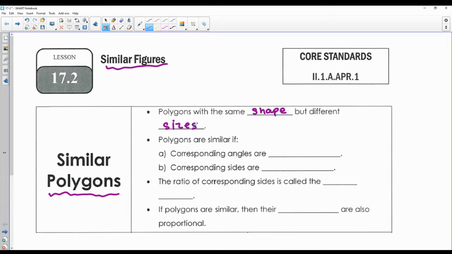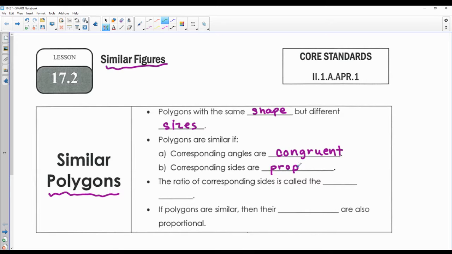Polygons with the same shape, so they've got the same shape but different sizes, are what we call similar polygons. So we just kind of enlarged them or shrunk them a little bit, but they've got the same shape. We can tell that polygons are similar if the corresponding angles are congruent. So the corresponding angles still have to be the exact same measure. However, the corresponding sides are not going to be congruent. They're going to be what we call proportional. That's why we did our proportions earlier.